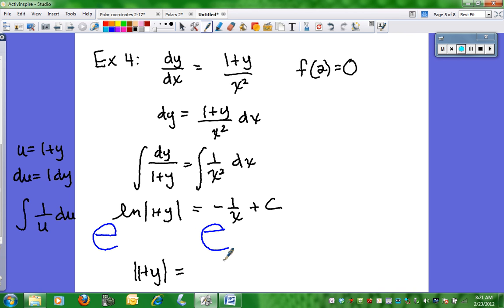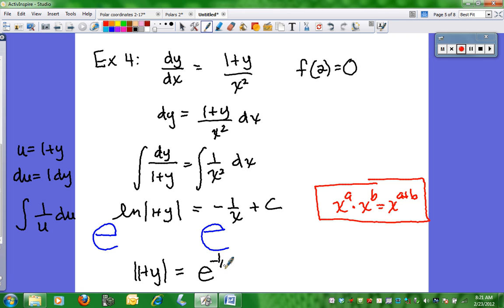And this becomes, remember that property of x to the a times x to the b equals x to the a plus b. So now we're going to go backwards here. So then it becomes e to the negative 1 over x times e to the c. You remember e is just 2.71828, 182845945, raised to some constant. So it's going to give me another constant. So this will just end up being a c.